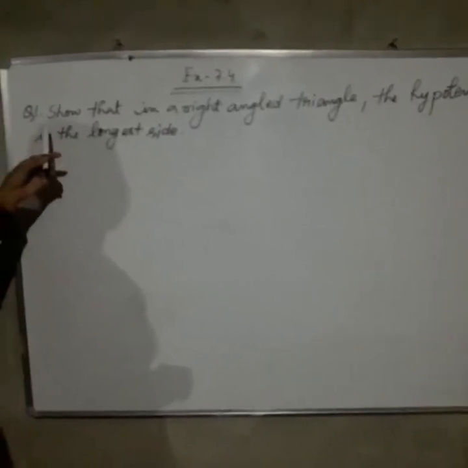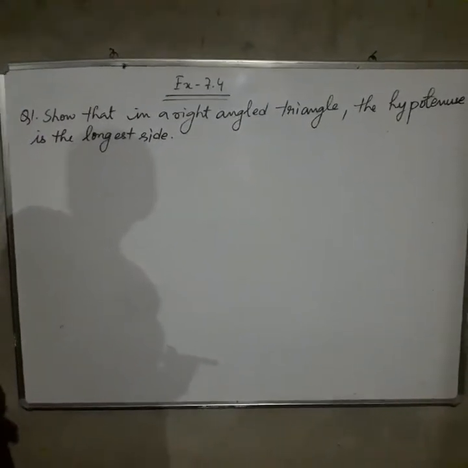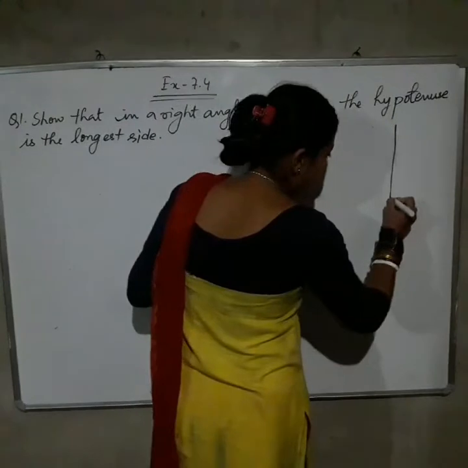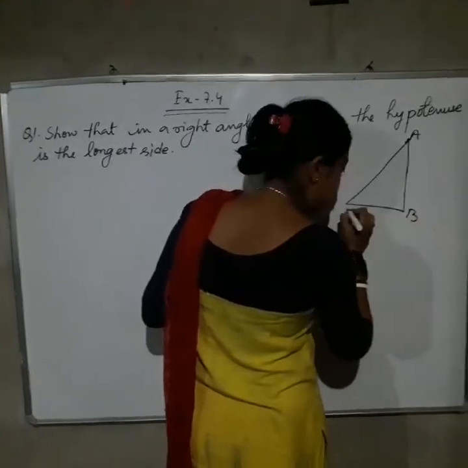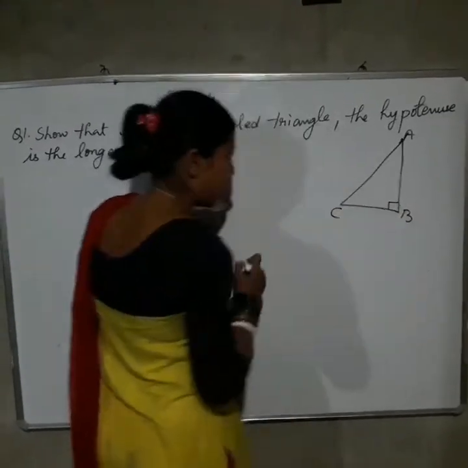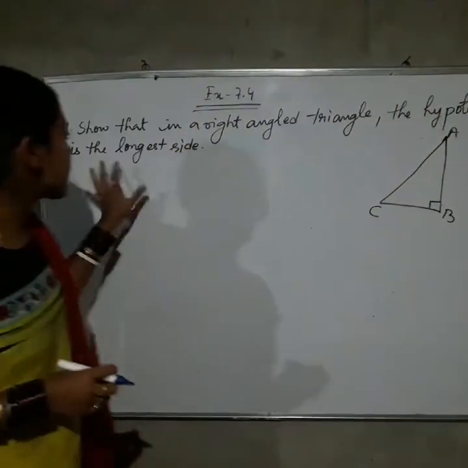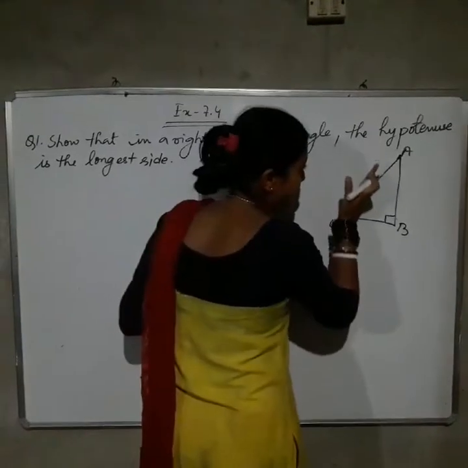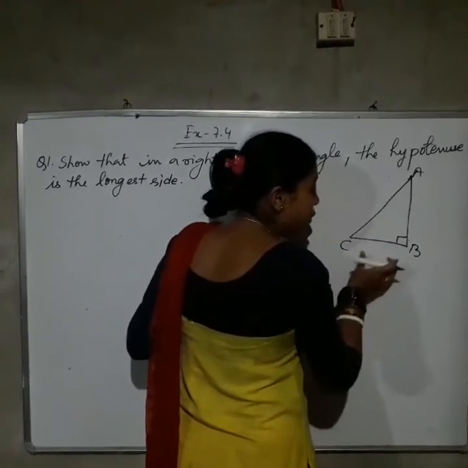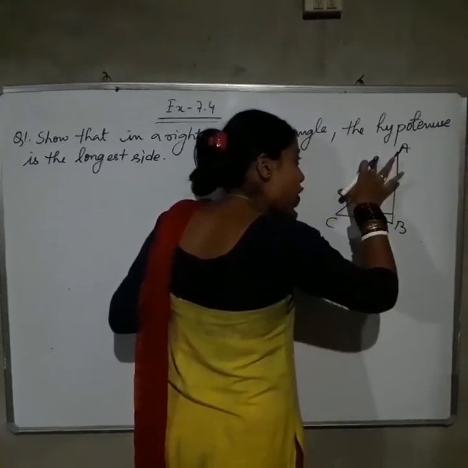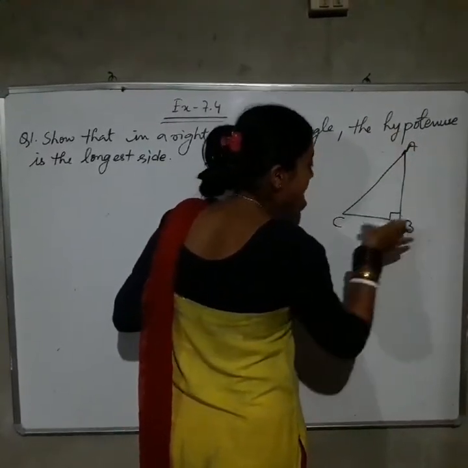Question number 1 says: show that in a right angle triangle the hypotenuse is the longest side. Suppose this is a right angle triangle ABC, right angle at B. We have to show that the hypotenuse is the longest side. Which one is the hypotenuse? AC. In this triangle, AC is the hypotenuse, AB is the perpendicular and BC is the base. So we will show that AC is the longest side. That means AC will be longer than AB and BC.